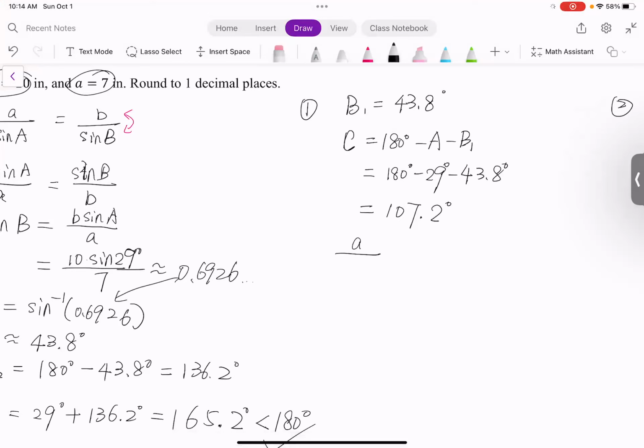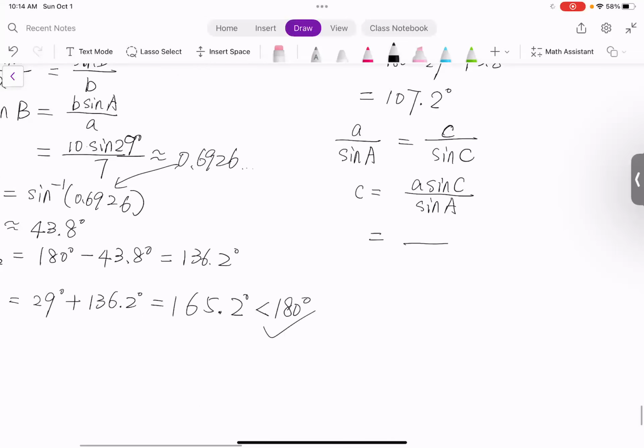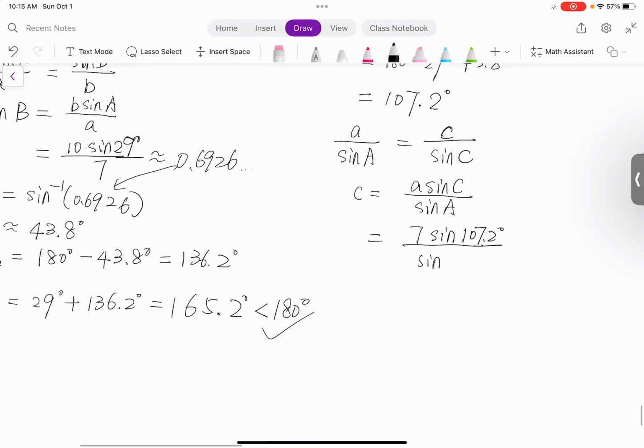I can use a over sine A equals c over sine C. Solving for c, I'm looking for the lowercase c, and this one is the uppercase C, that's the angle. So c equals a times sine C over sine A. Using the calculator, a is 7 times sine C, where C is 107.2 degrees, all divided by sine A, where the angle is 29 degrees.